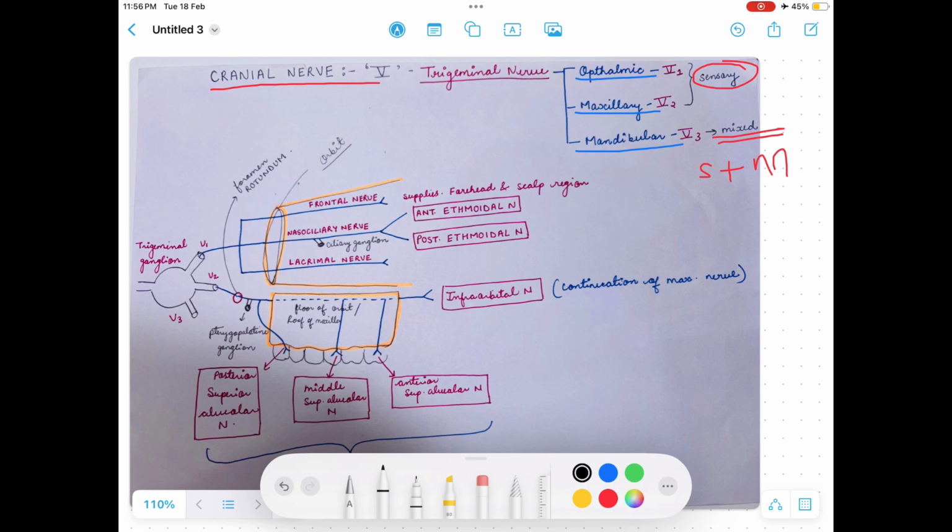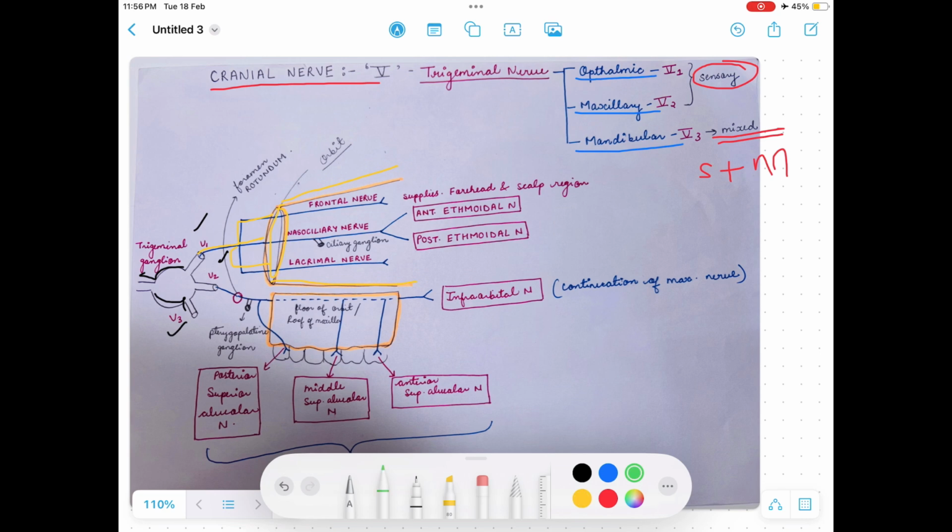So here in the image you can see I have drawn the trigeminal ganglion. The three branches are emerging out from the trigeminal ganglion. The first is the ophthalmic, then maxillary and then mandibular. This orange color structure that I have drawn is representing the orbit. So V1 is the ophthalmic nerve. Before it enters the orbit, it splits into three. It gives three branches in the orbit.